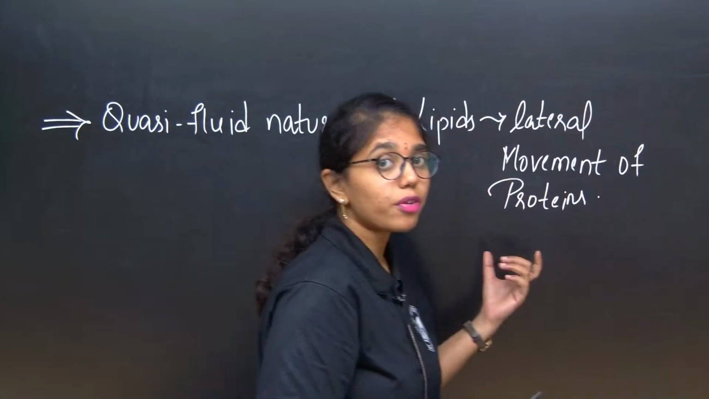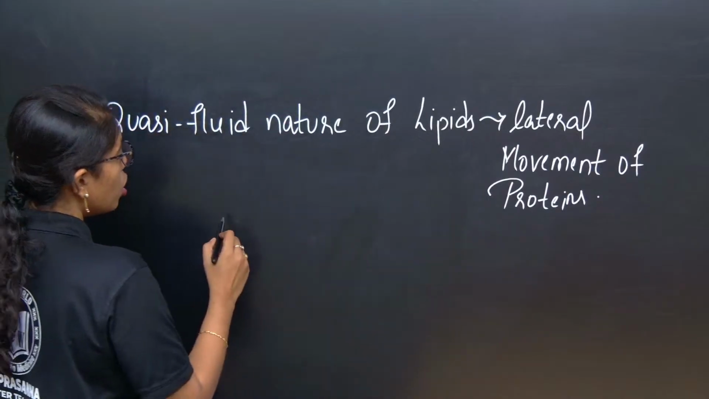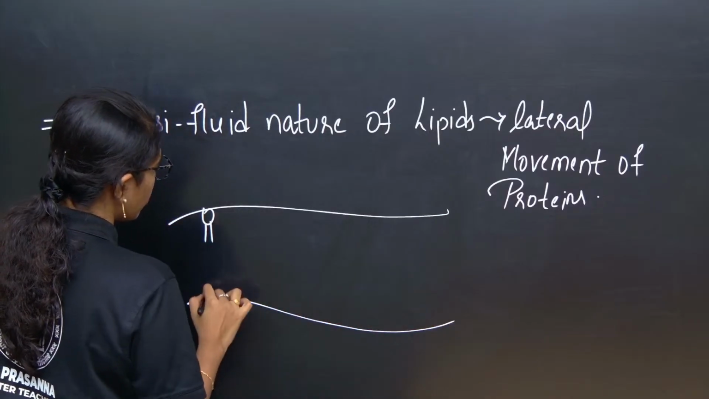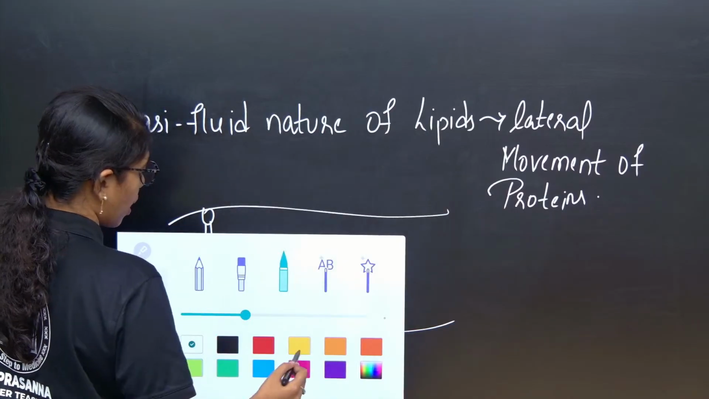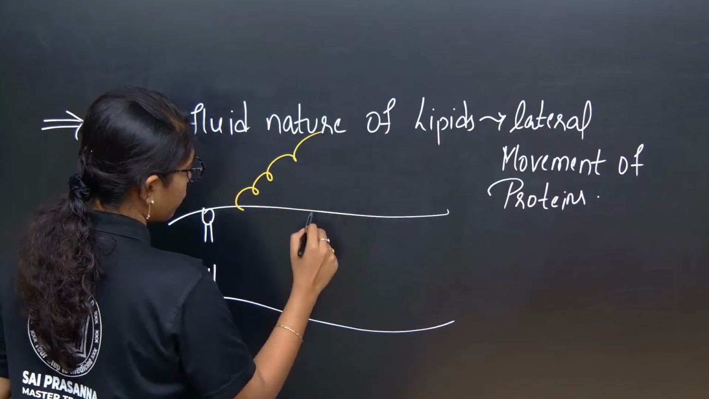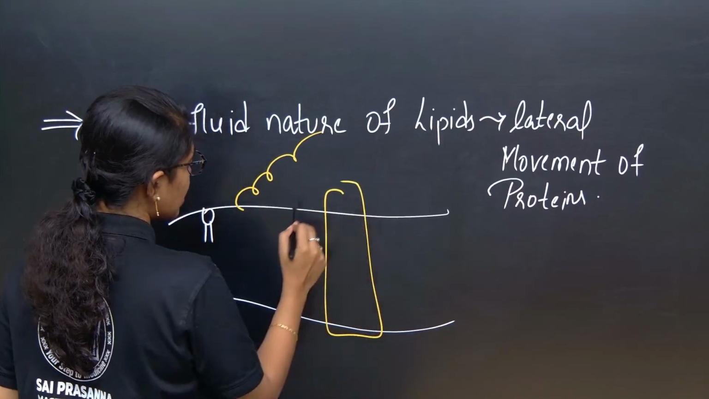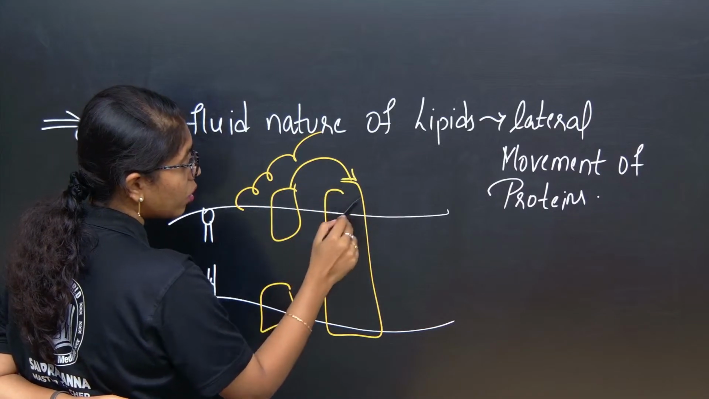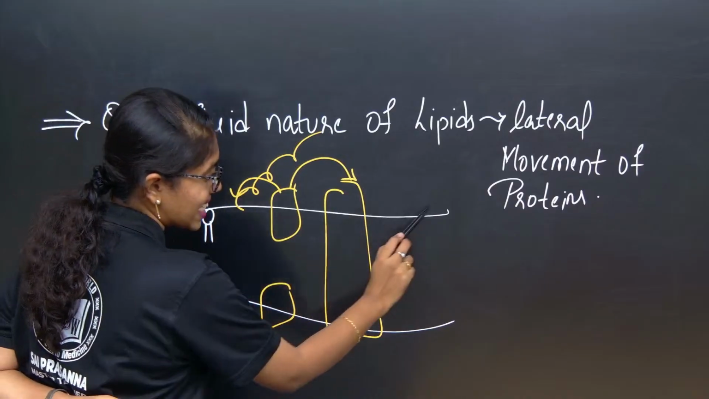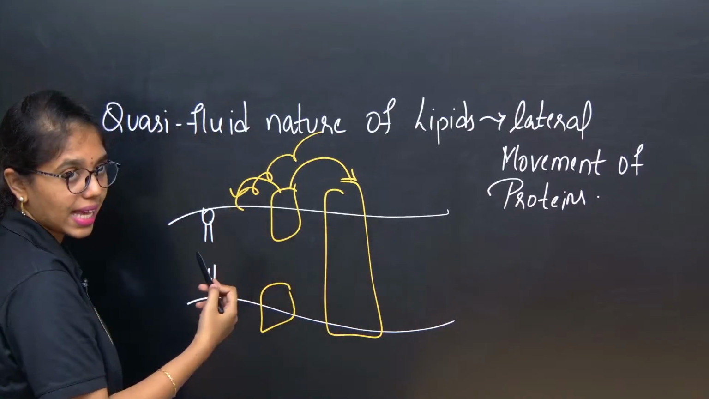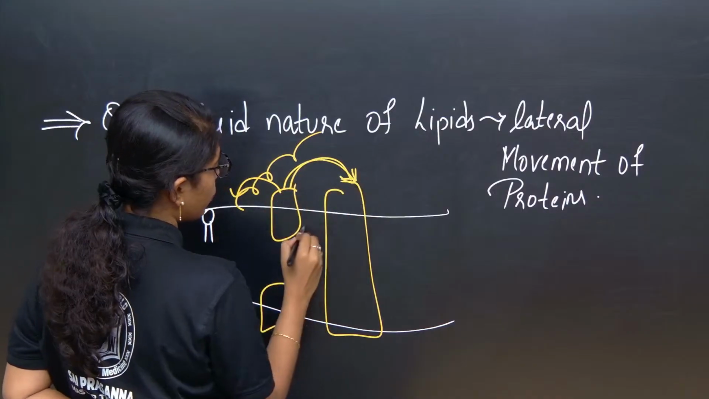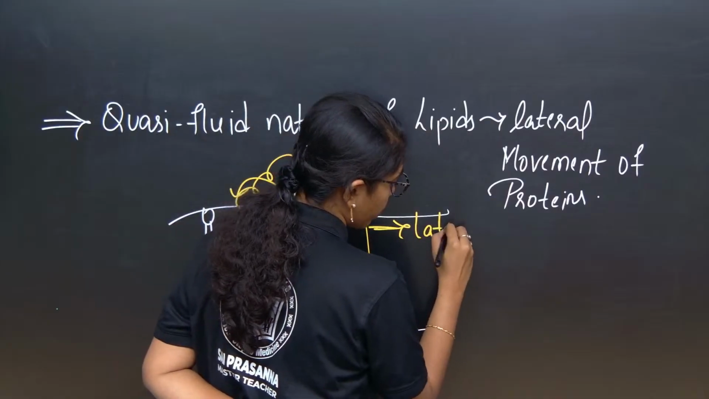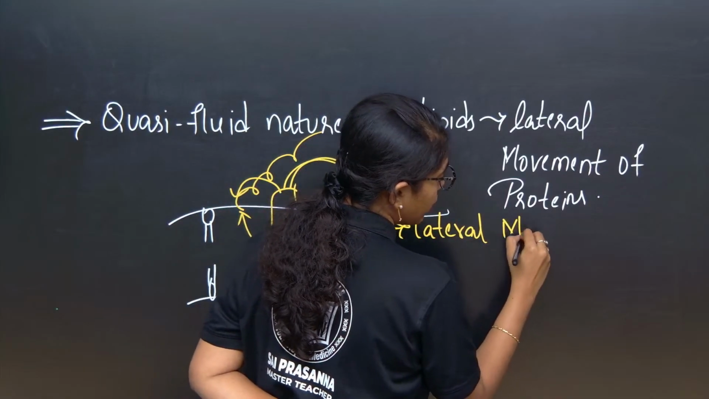What does it mean and what type of movement you can observe? In the lipid bilayer, you can see the proteins are of many types as we have discussed: peripheral proteins, integral proteins or transmembrane proteins. Protein movement within a single lipid layer, a monolayer, where proteins move from one place to another place, is called lateral movement of proteins.